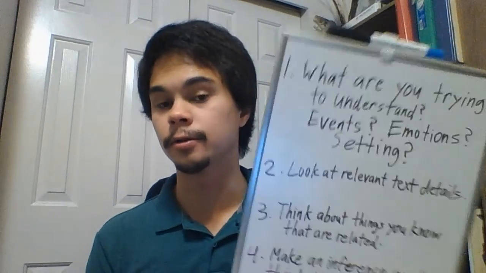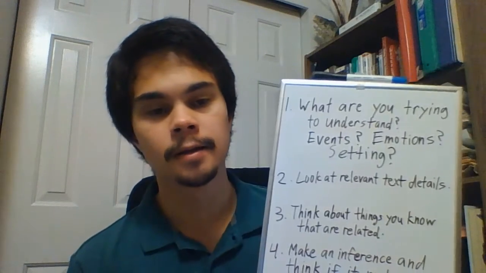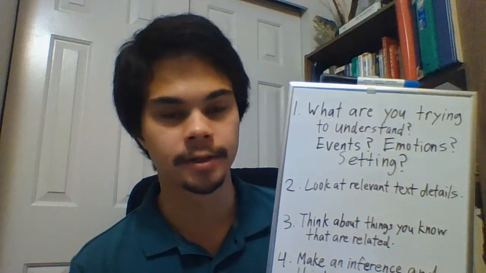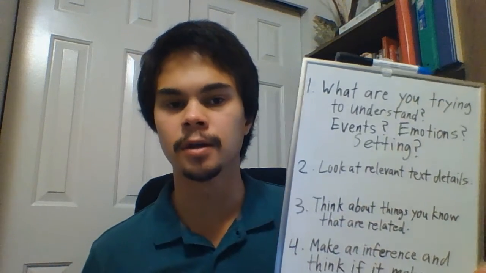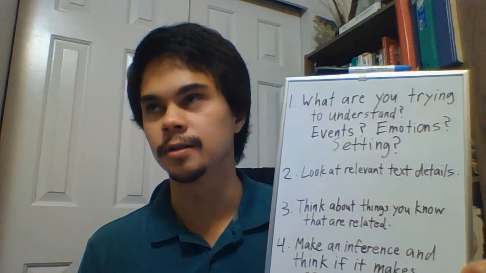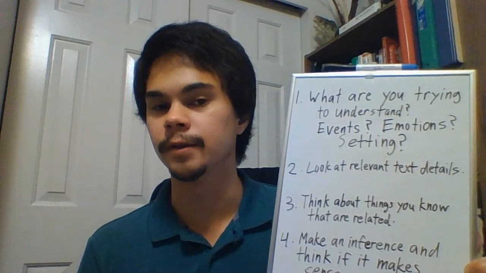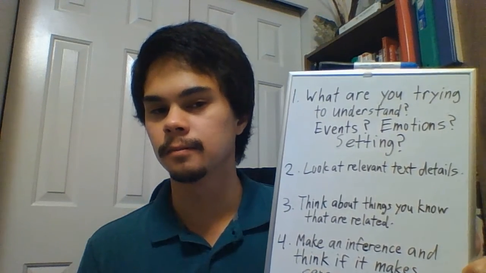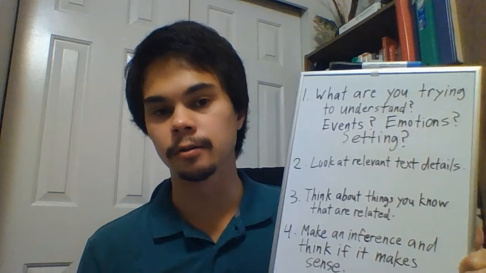So let's go through the 4 steps again together. You answer with me. Pause if you need to. Step 1, what are you trying to understand? Events, emotions, or the setting? Again, the question is, how is the little brother feeling? What do you think that is? If you said emotions, you're right.